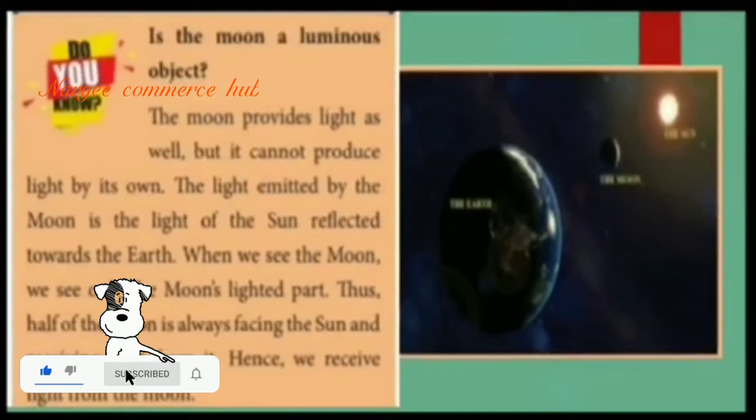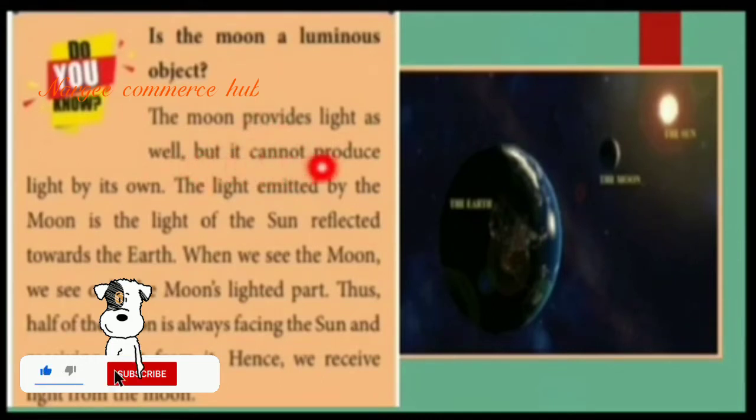Next, let us see about, do you know, is the moon a luminous object? Sun is a luminous object, star is also a luminous object. What is the meaning of luminous? Shining. Objects that produce light on their own are called luminous objects. Is the moon a luminous object? Let us see the answer. The moon provides light as well, but it cannot produce light by its own.